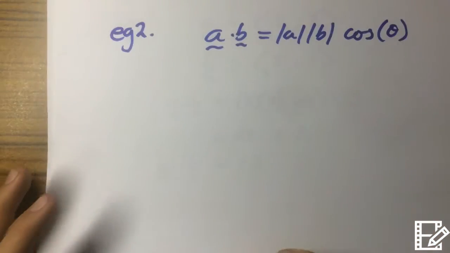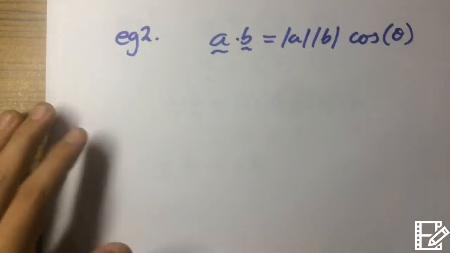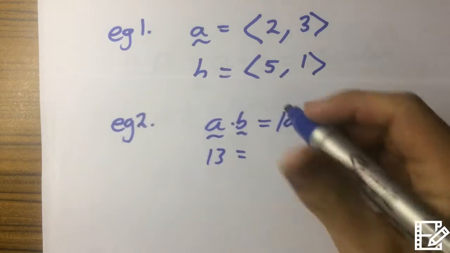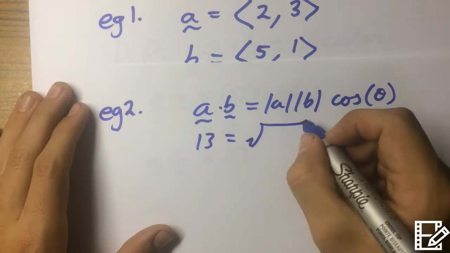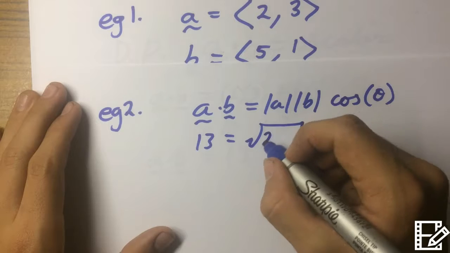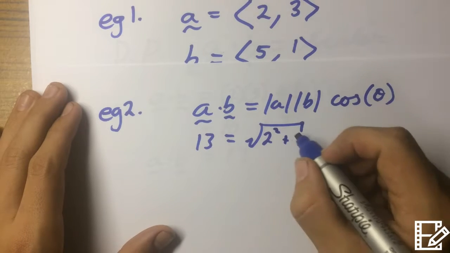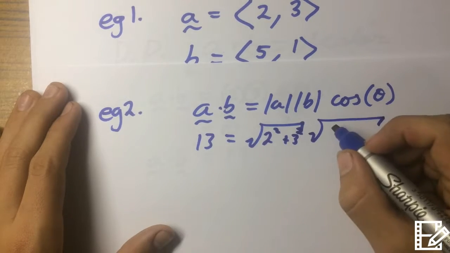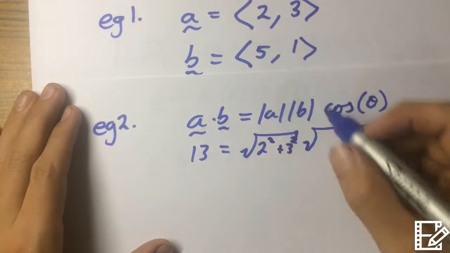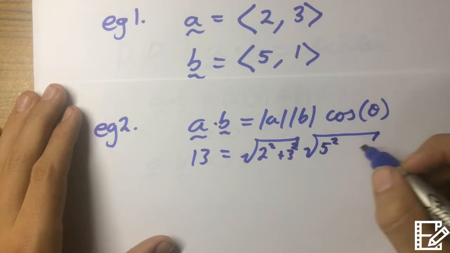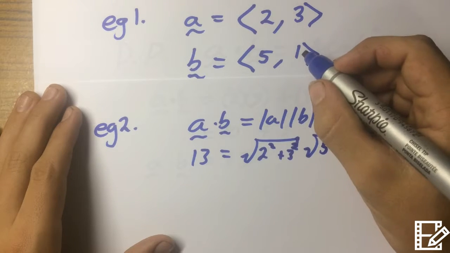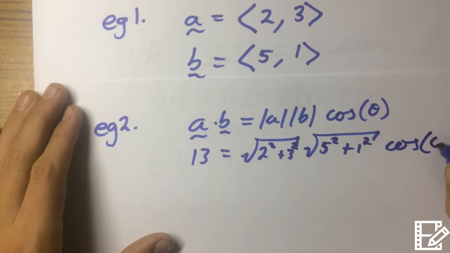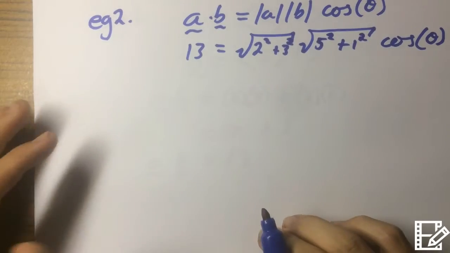So, we said that a dot b was 13. The magnitude of a is the square root of the i component squared, which is 2 squared, plus the j component, which is 3 squared. And then we're going to multiply that by the magnitude of b, which is the i component, 5 squared, plus the j component, which is 1, squared. And then we have cos theta just hanging out, waiting to do something.